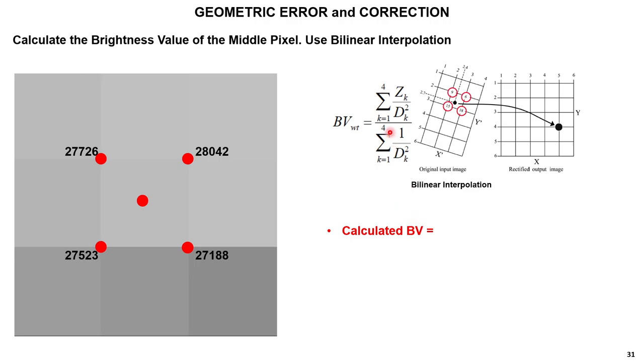Okay, now I want everyone to take some time and calculate the brightness value using bilinear interpolation. What you need to do is find the distance from this point to all four corners, then substitute the value of Z and find out the brightness value.